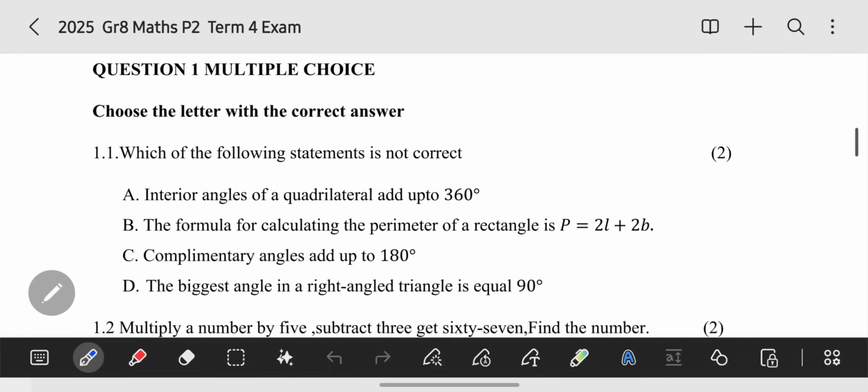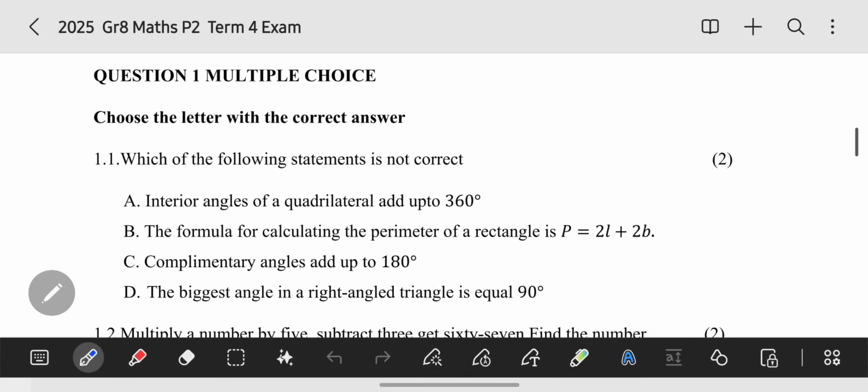We have 1.1, which is question 1, which is multiple choice. It says, which one of the following statements is not correct? Interior angles of a quadrilateral add up to 360 degrees. This is true. The formula for calculating the perimeter of a rectangle is P equals 2L plus 2B. This is correct. The biggest angle in a right angle triangle is equal to 90. This is correct. Complementary angles add up to 180. So this is incorrect. They don't add up to 180.